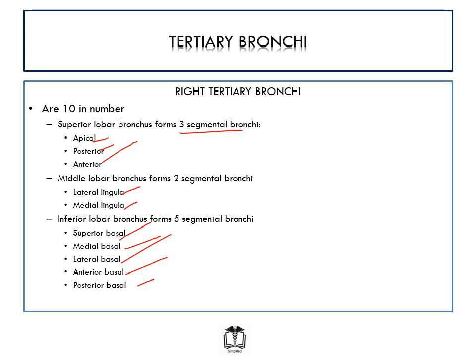At the end of the day, each of these 10 right tertiary bronchi would eventually divide to form the bronchioles. So the bronchioles will now feed off to form the part of the bronchopulmonary segment that we talked about.